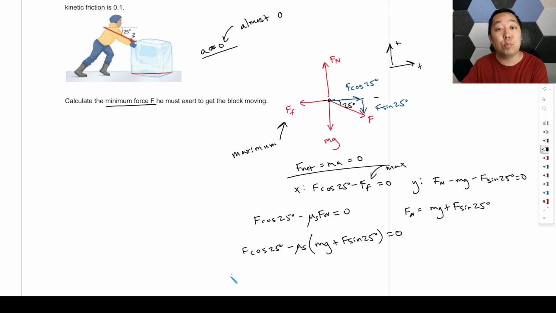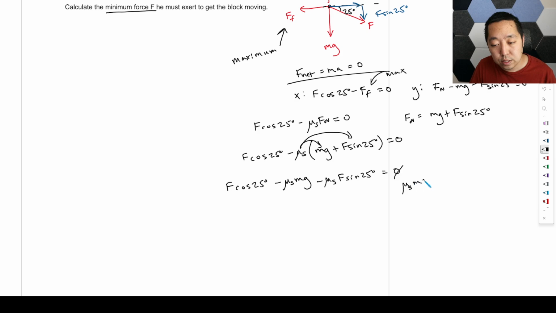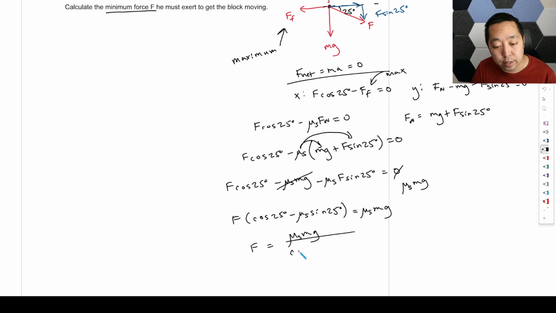And at this point, it's a math problem because I know all of the numbers other than F, right? Like I know what mu s is. I'm going to distribute the mu s, minus mu s mg, distribute it to both of them, minus mu s F sine 25 degrees. I'm going to move the mu s mg to this side. I'm going to factor out the F out of these two terms. And then I will divide to solve for F, right? That's the main idea there.